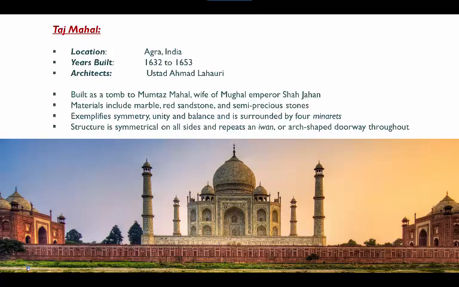So this is a view from the riverside, and you can see that these two red sandstone structures are on either side of the main white marble structure, and this red sandstone wall is quite detailed and has this crenellated edge and shape to it. And here you can clearly see the minarets, two on each side of the main marble structure. And then the symmetry: not only are all four sides symmetrical, but if you struck a line right down the middle of this, you could literally fold it in half and have the exact same thing. So it's symmetrical on all four sides, and even within its main elevational shot, it's symmetrical on the right and left sides.